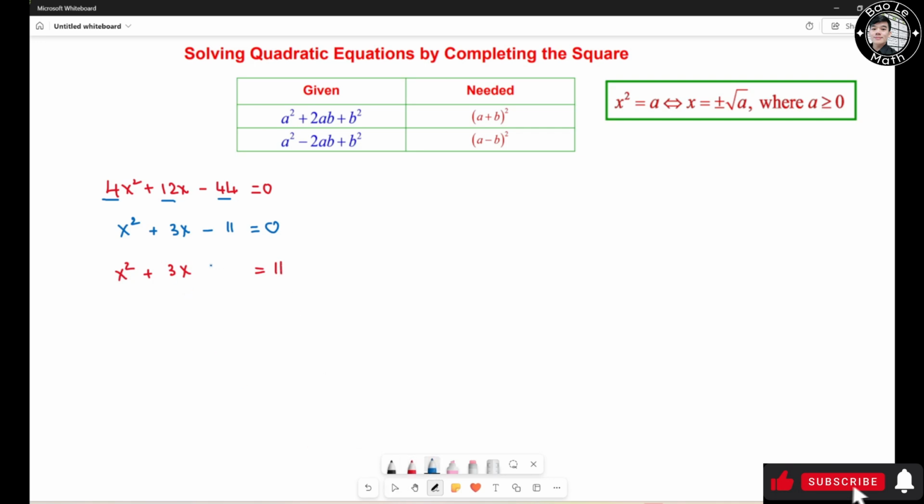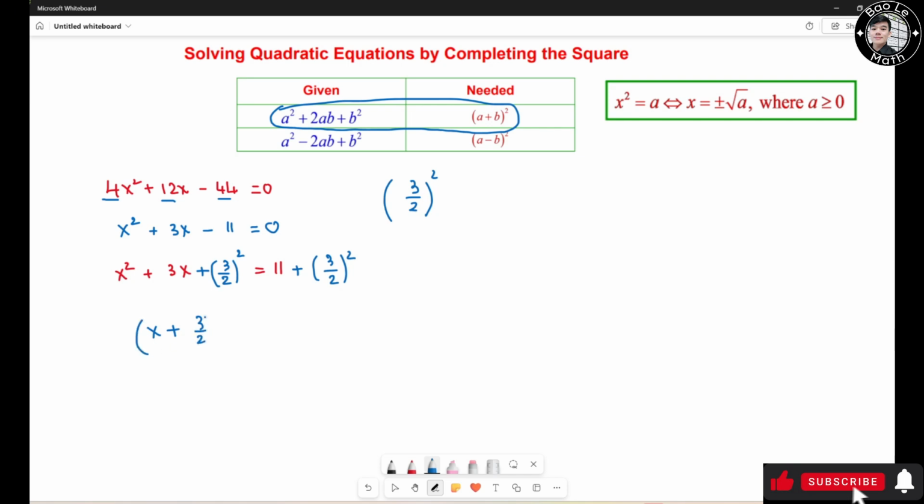Now I need to find the third term right here by taking the middle term, which is 3, divided by 2 and squared. So I have plus (3 divided by 2) squared. I just literally add 3½ squared on the left hand side. I need to do the same thing on the right hand side. So 3½ squared. And then the left hand side, I need to apply the first formula right here. This is a complete square. So it turns out to be (s plus 3½) altogether squared.